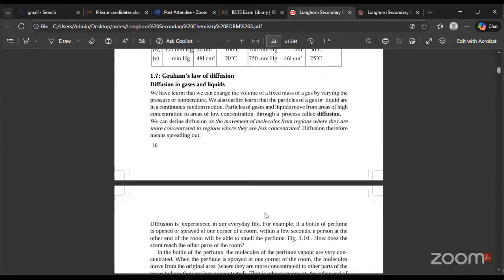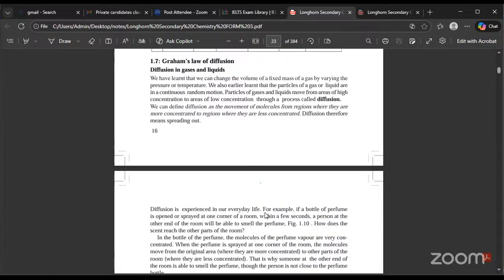A very good example: when someone comes into your home using a very strong perfume, most probably someone in the kitchen will say, this person is using strong perfume. That is diffusion of gases, which is very, very fast. The perfume is moving from a region of high concentration, which is the person's body or clothes, to a region of low concentration, which is your kitchen, even if you were cutting onions or cooking something that smells nice.